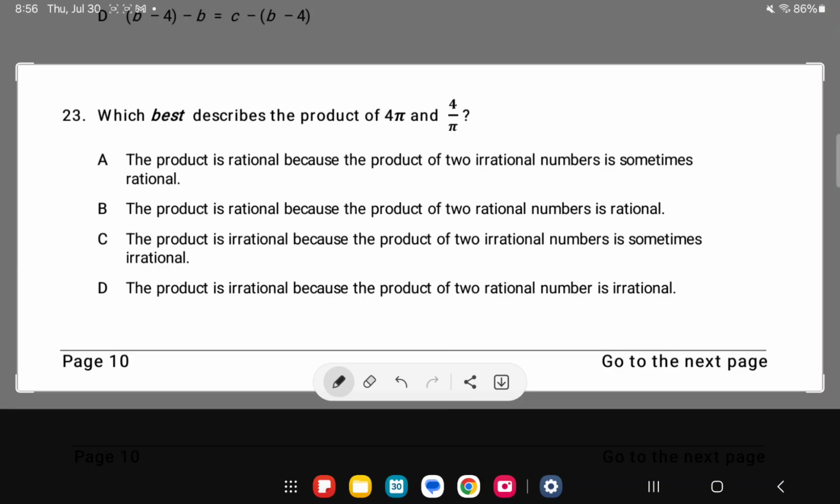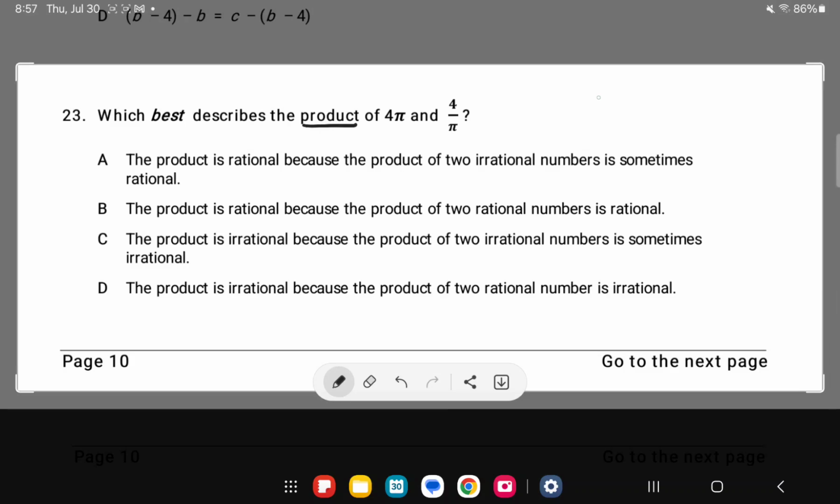Let's look at this problem. Pause the video and solve. Check it. The term product tells us to multiply. 4 pi and 4 divided by pi are both irrational numbers. Classifying your terms should always be your first step. Operations with 2 irrational numbers is sometimes rational or irrational.